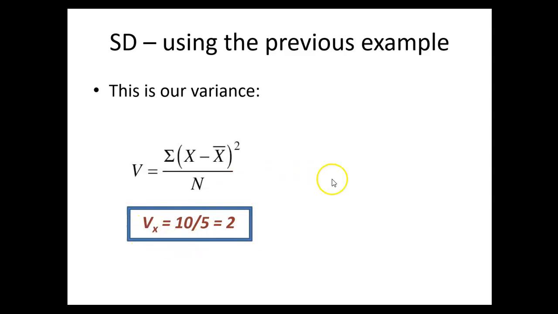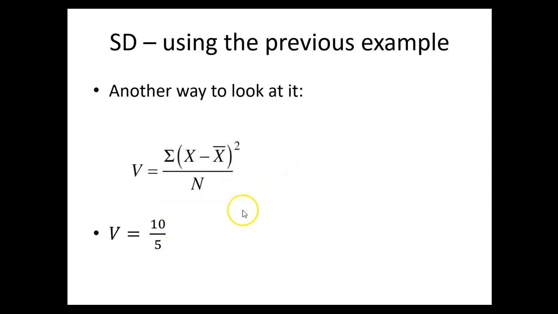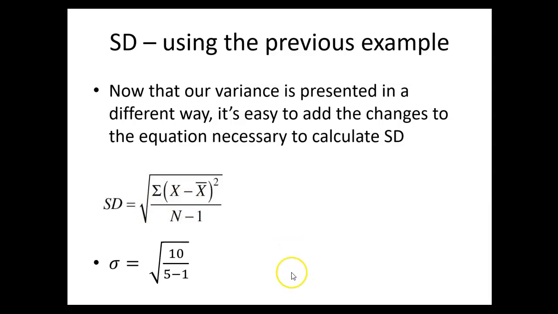So again, our variance was 2. If we're going to do standard deviation right here, it's going to be the square root of 10 divided by 5 minus 1, which is 4. So the square root of 10 divided by 4. So it's the square root of 2.5. And then in this case, our answer is 1.58.